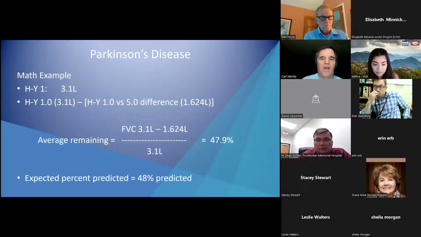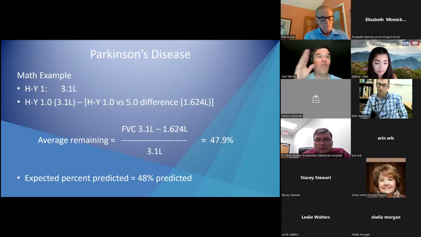If you work it out, I take the average of 3.1 liters and subtract 1.62 liters from it, and I end up with about 48% predicted. That would be the expected normal for this person based upon just their Parkinson's disease, which is a pretty significant decrease. That would put him in the very severe category for spirometry as his starting point.